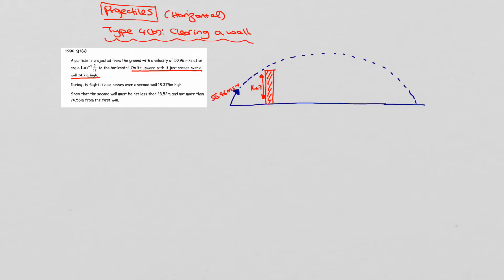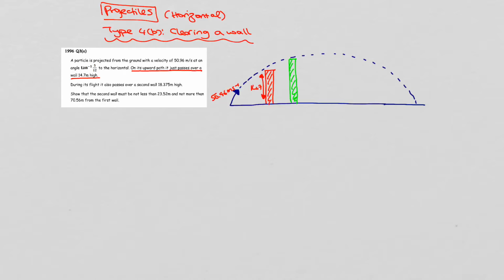Now we're told it also passes over a second wall 18.37 meters high, and we have to show that the second wall must not be less than 23.52 meters and not more than 70.56 meters from the first wall. So basically what that means is that there are two positions that the second wall can have. So if I use a different colour just to draw the second wall, and of course if there are two places where the height of the wall can be 18.375 meters high, that basically means that it should be on the upward and on the downward path.